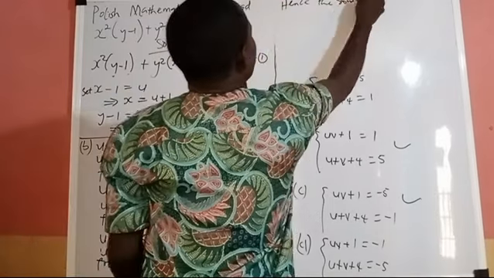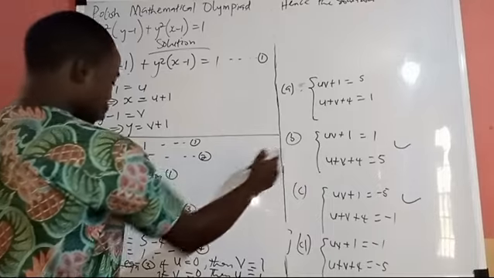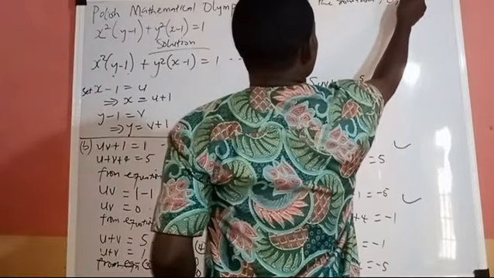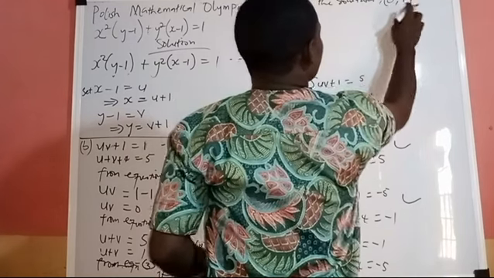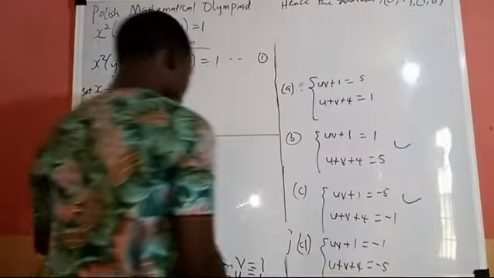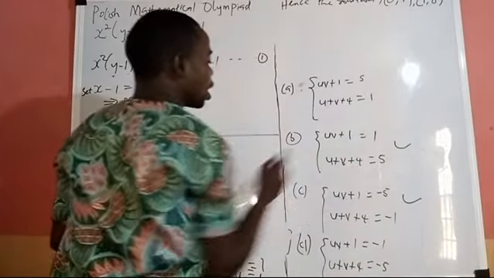So the solution we are getting from this case B is that when our u is equal to 0, our v is equal to 1, and then when our u is equal to 1, our v will be equal to 0. So that's what we have. That's the solution we have if this case B holds.